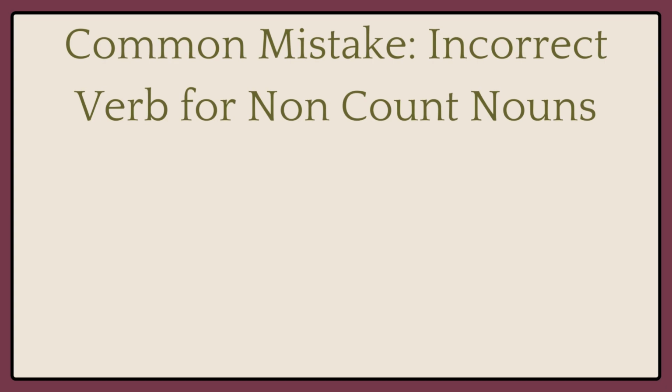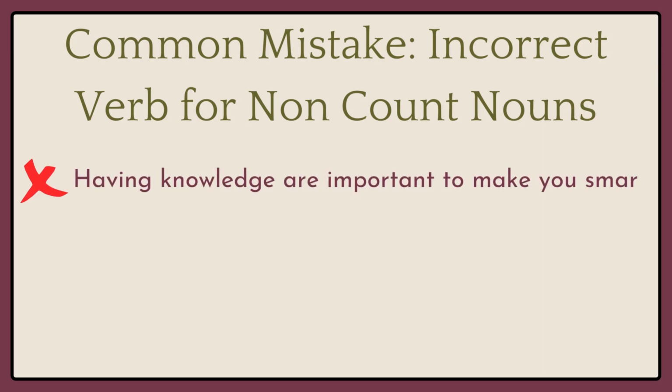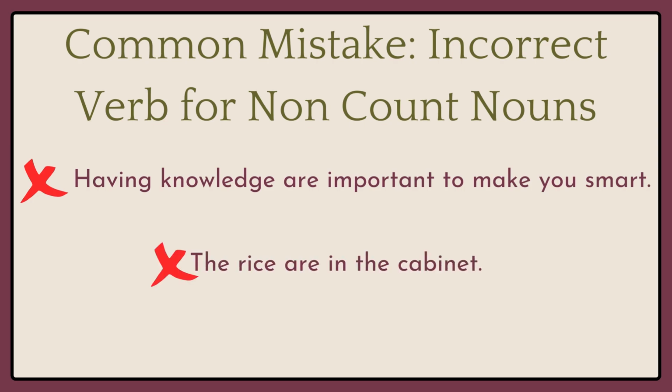Another common mistake is incorrect verb agreement for non-count nouns. For example, having knowledge are important to make you smart, or the rice are in the cabinet. Remember, we always use a singular verb for non-count nouns. So we would say, having knowledge is important. The rice is in the cabinet.